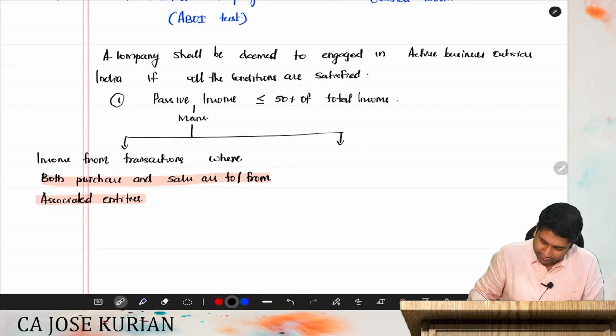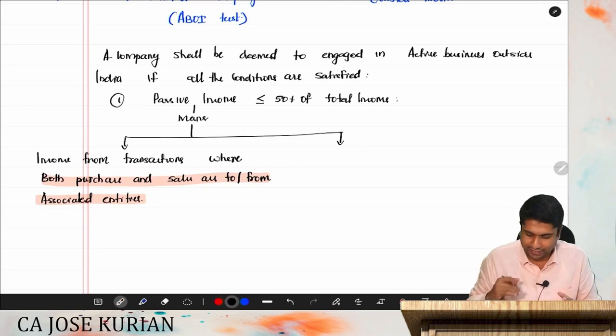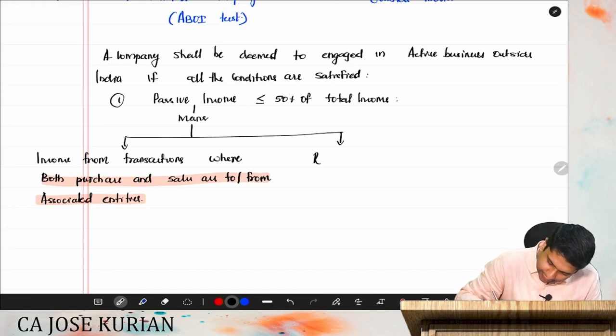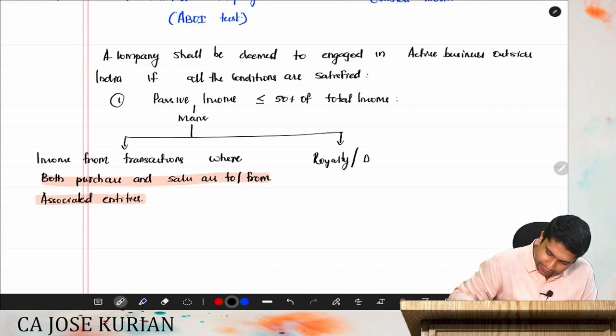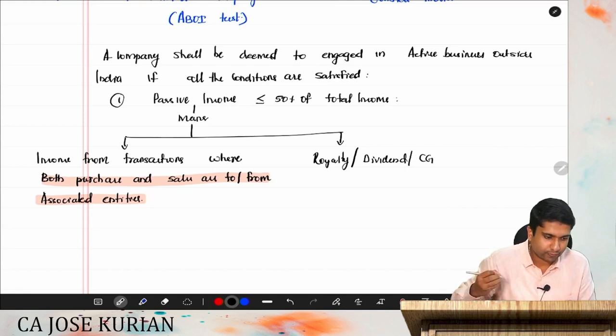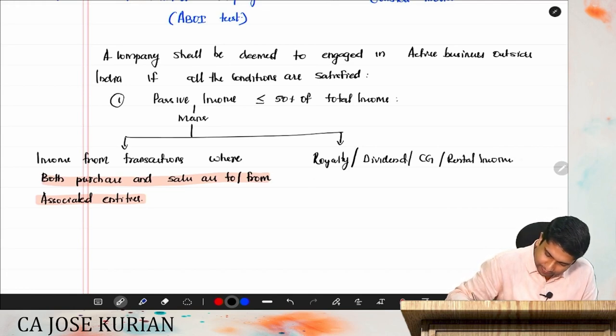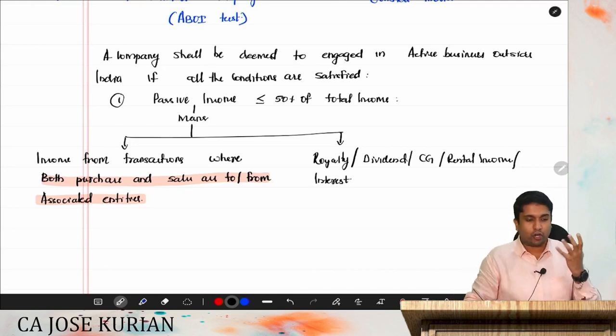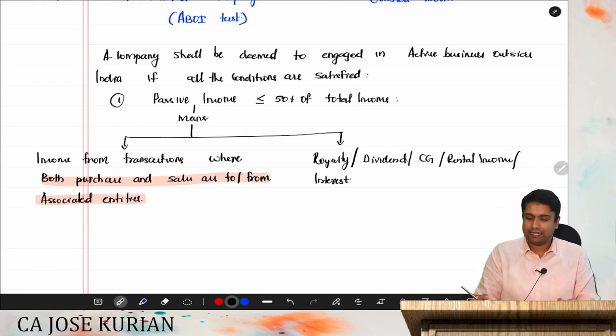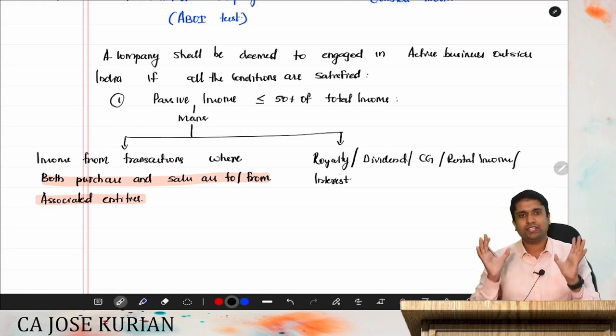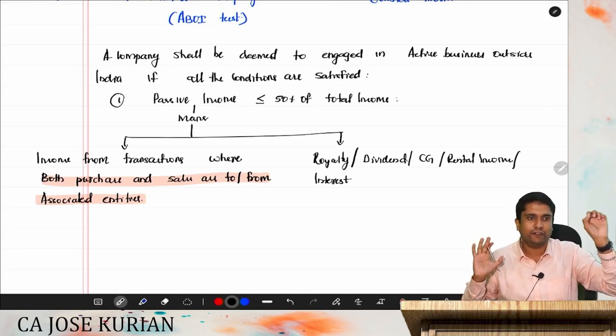Now, passive income is not over. There is one more item under passive income. It says income by way of royalty, dividend, capital gains, rental income, and interest income. So, if a company has royalty income, dividend income, capital gain income, rental income, or interest income, those incomes are always categorized as passive income.